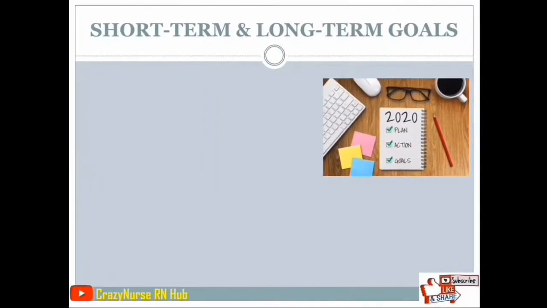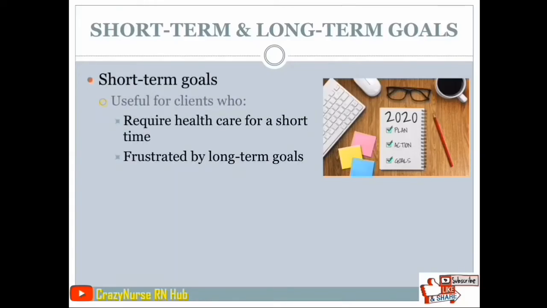Goals may be short-term or long-term. A short-term goal might be client will raise right arm to shoulder height by Friday. In the same context, a long-term goal or outcome might be client will regain full use of right arm in 6 weeks. Short-term goals are useful for clients who require healthcare for a short time or are frustrated by long-term goals that seem difficult to attain and who need satisfaction of achieving a short-term goal.